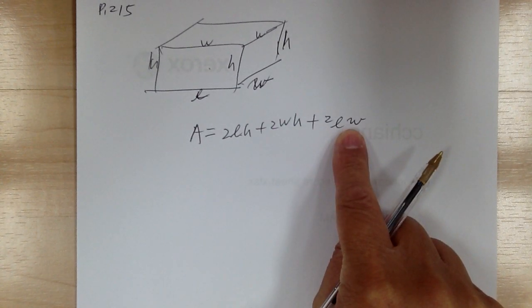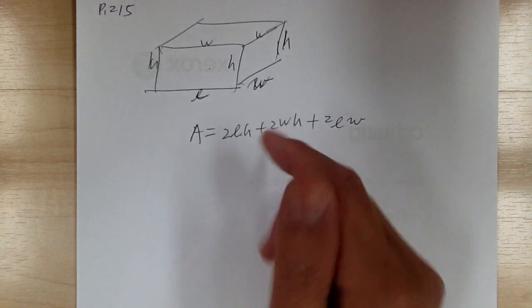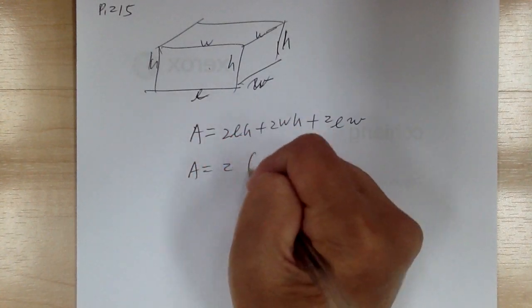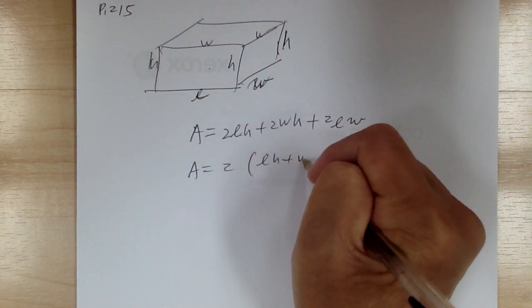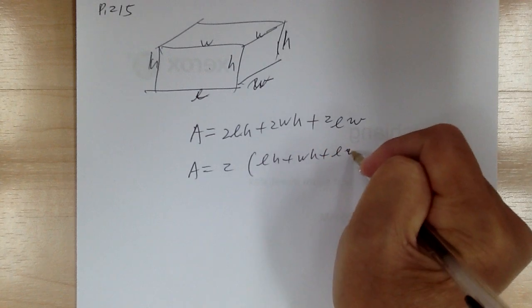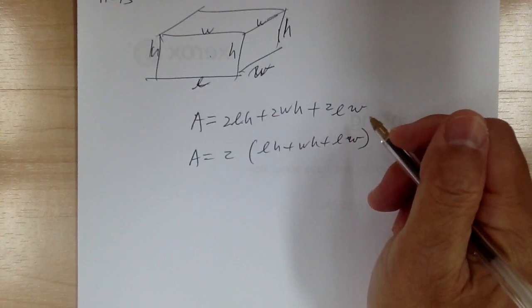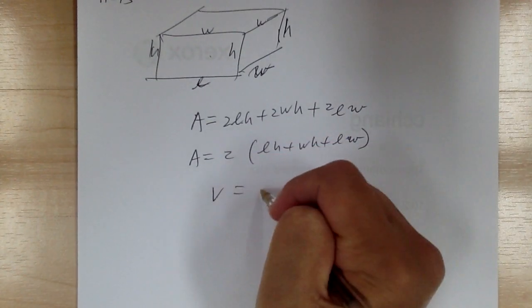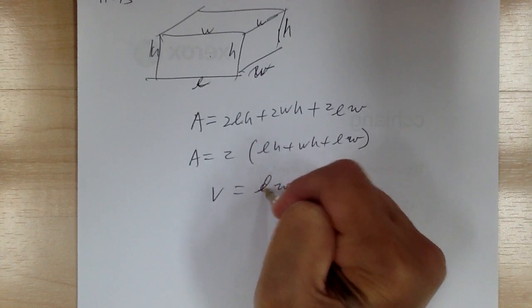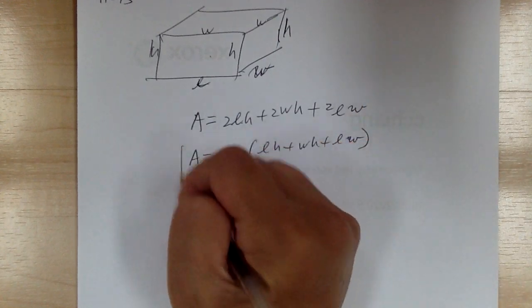And from here, you can factor the 2, so it would be LH plus WH plus LW. Okay. And the volume would be just the length times width times height.